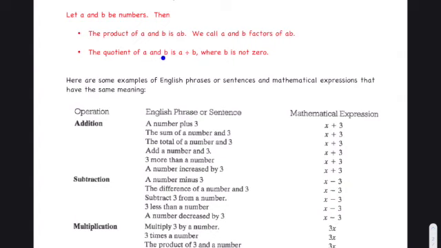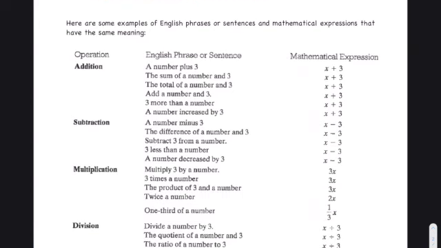The quotient of A and B is A divided by B, notice the division symbol, where B is not 0. Because if B is 0, then 0 is in the denominator, and that's not possible. So here are some examples. Here are some samples of English phrases or sentences and mathematical expressions that have the same meaning.